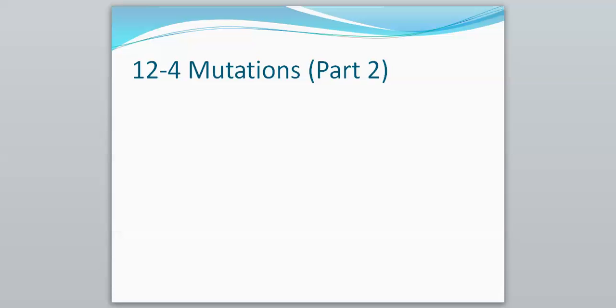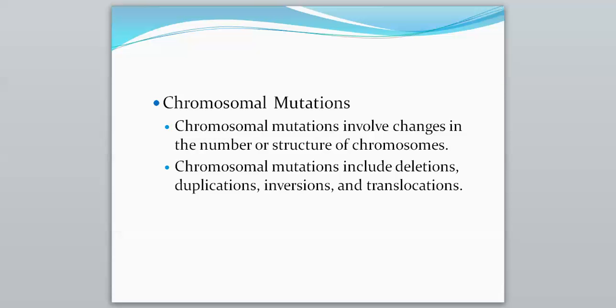So in our last video we talked about gene mutations, where just parts of the gene were changed, and now we're going to talk about our second type of mutations, chromosomal mutations. And remember, we said chromosomal mutations are going to involve changes in the number or structure of chromosomes. So that's pretty simple. Chromosomal mutations are going to alter our chromosomes. And there's going to be four types of chromosomal mutations. We have deletions, duplications, inversions, and translocations.